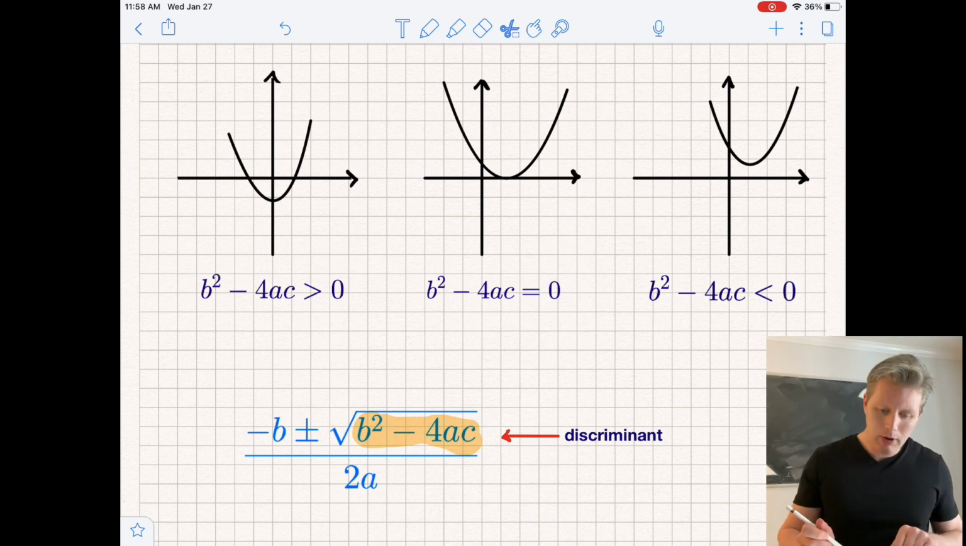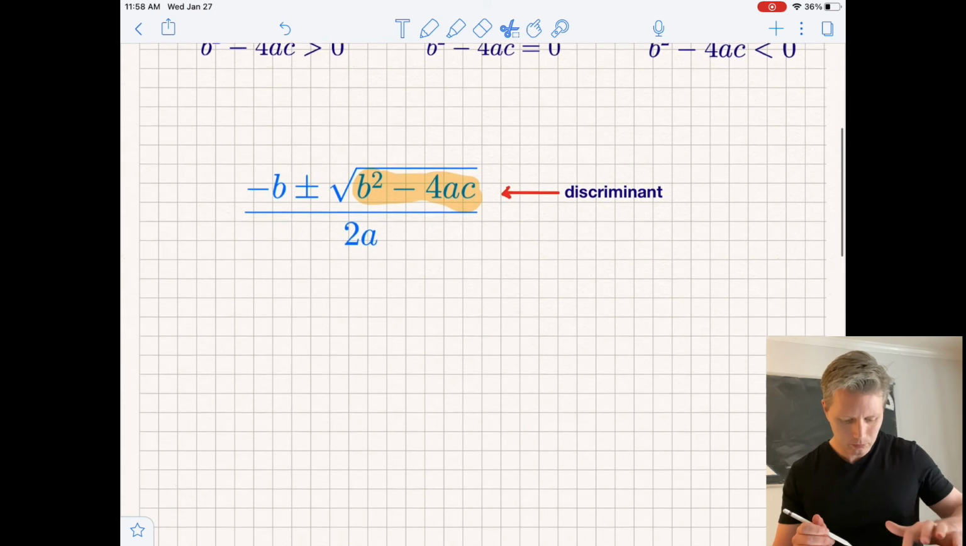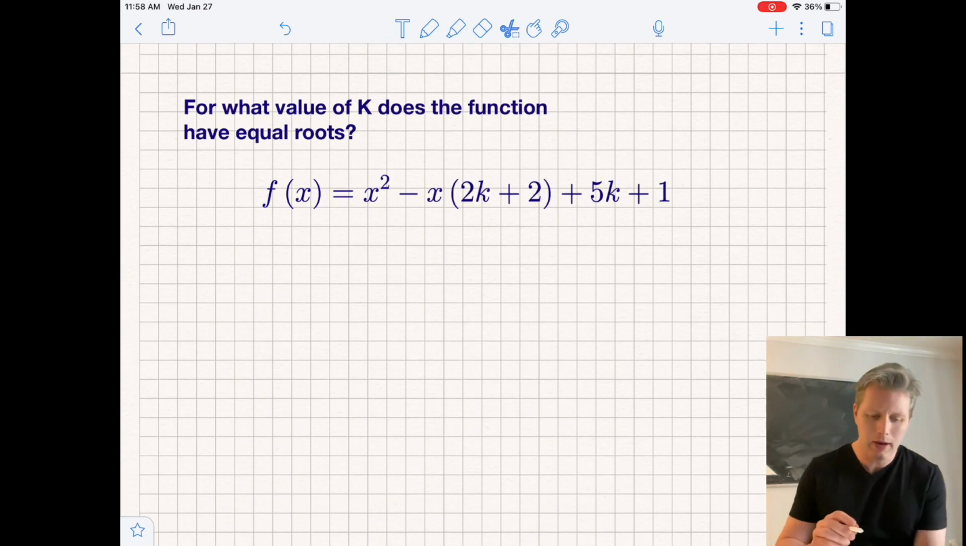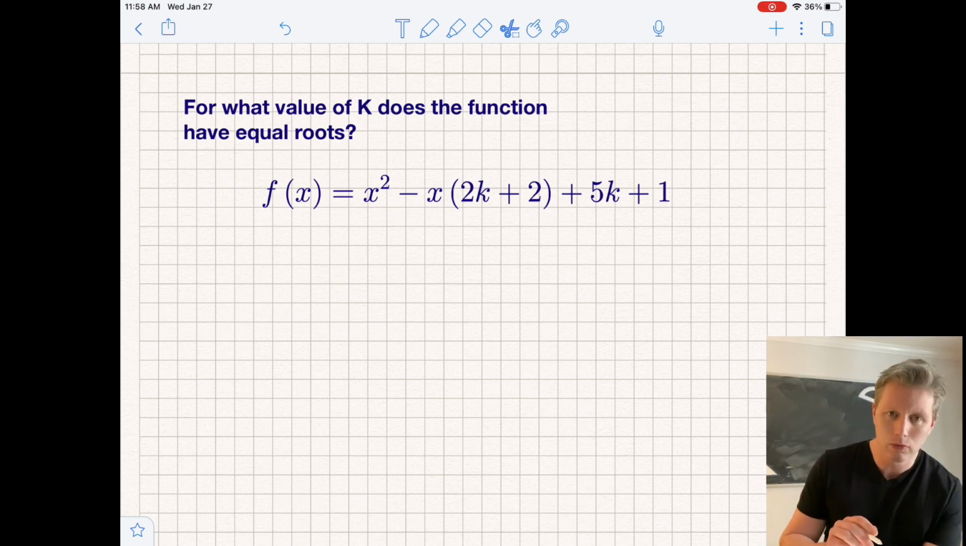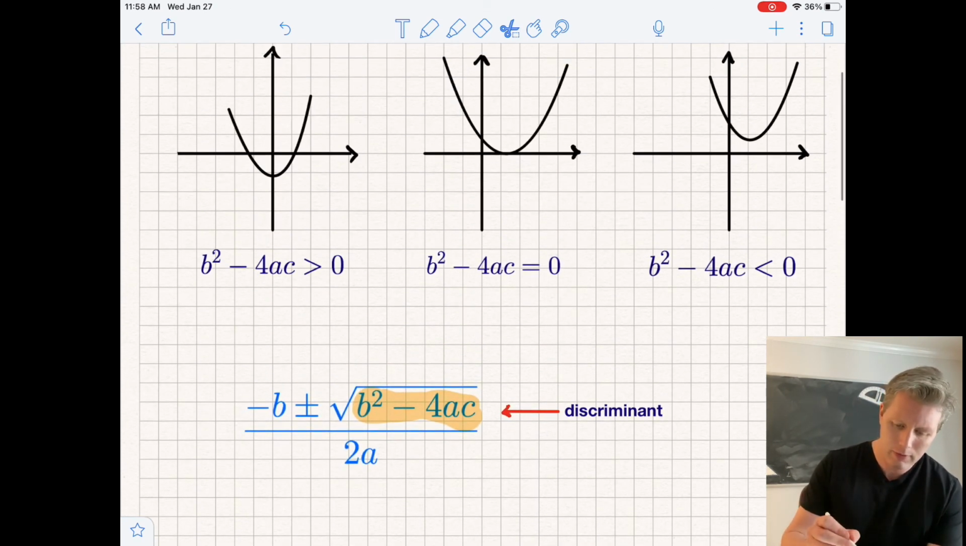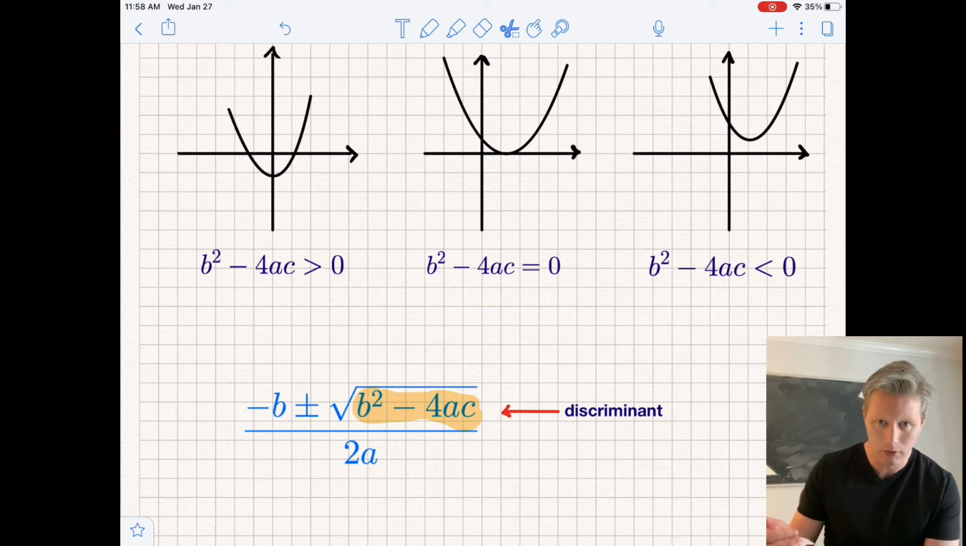All right, let's tackle a problem, and we can see how we can use the discriminant and this information to solve some problems. This question asks us, for what value of k does the given function f of x have equal roots, where f of x is equal to x squared minus x times 2k plus 2 plus 5k plus 1. By equal roots, they mean that the graph comes down and just touches the x-axis once and then moves away. So we have a repeating root, if you will, or equal roots.